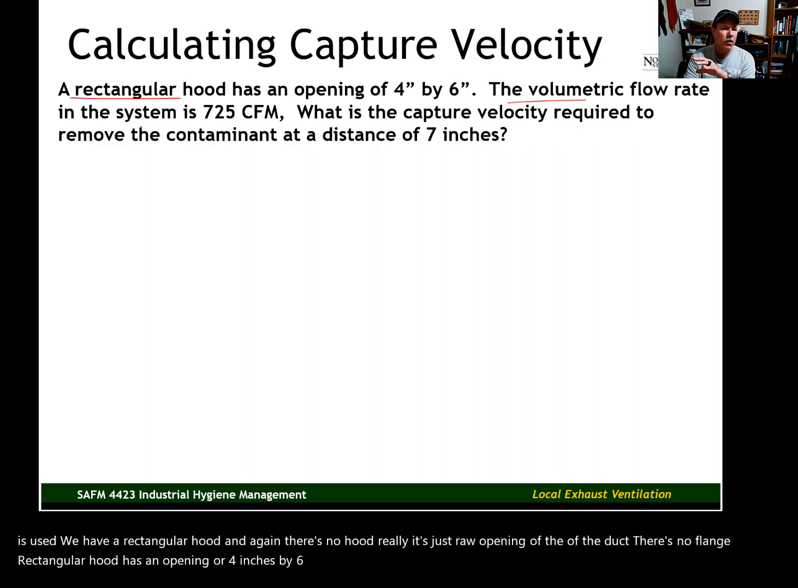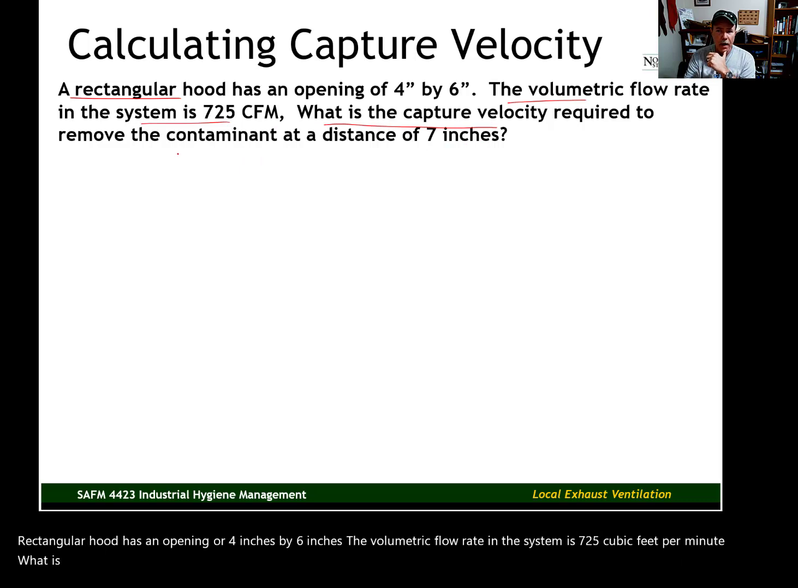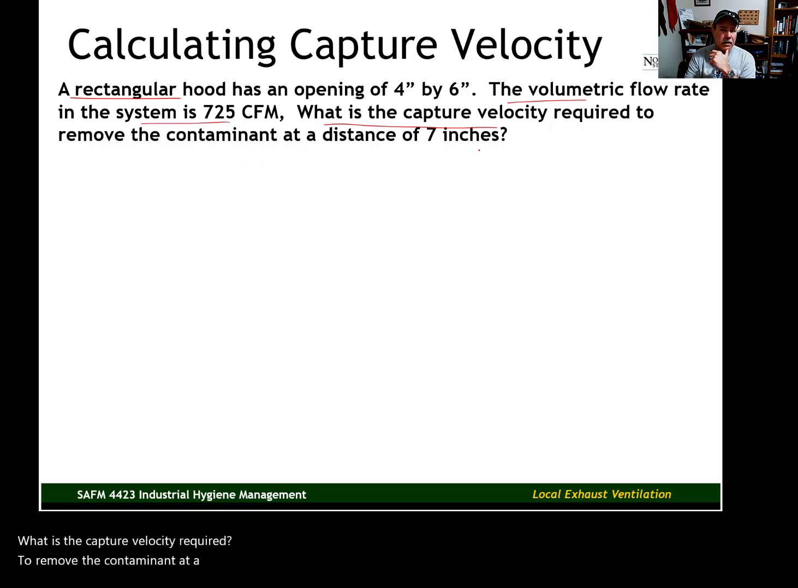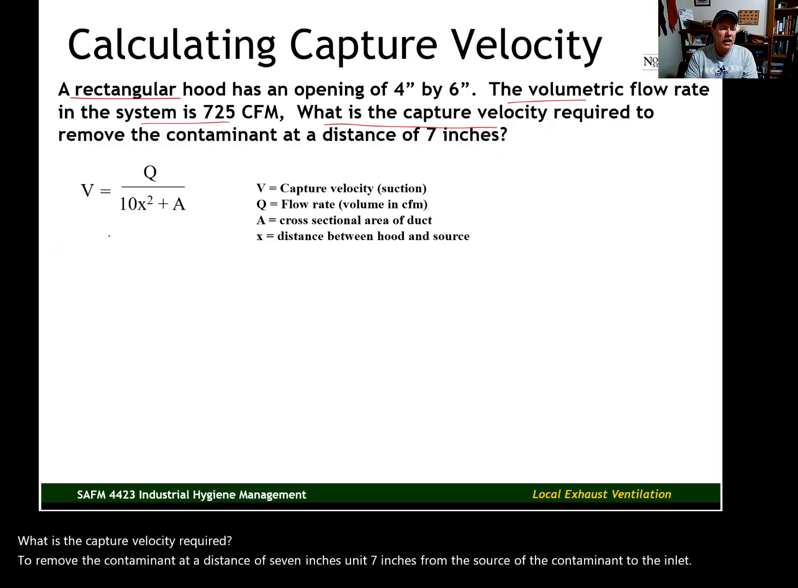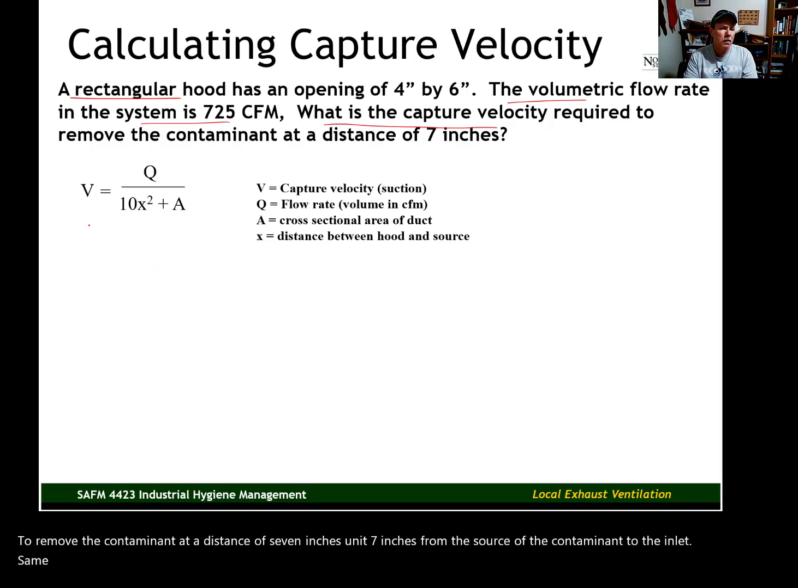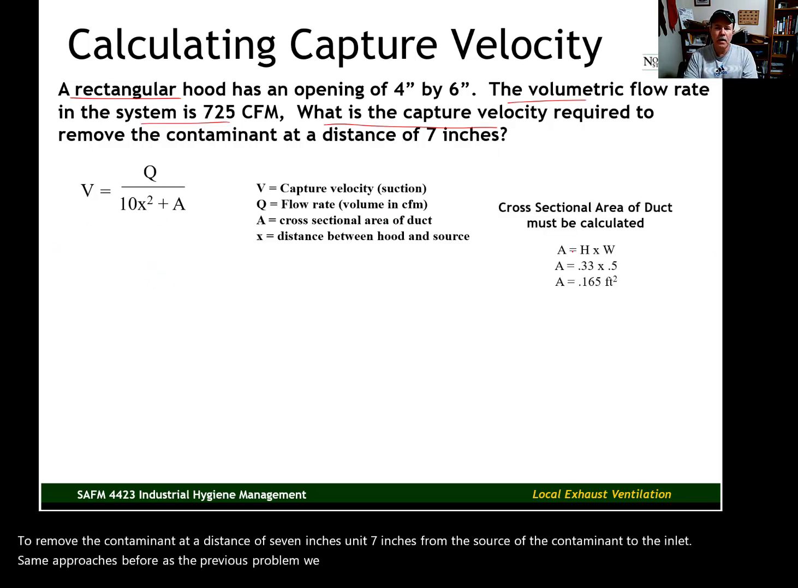The volumetric flow rate in the system is 725 cubic feet per minute. What is the capture velocity required to remove the contaminant at a distance of 7 inches? Again, it's 7 inches from the source of the contaminant to the inlet. Same approach as the previous problem. We start with our formula. Our cross-sectional area calculation is a little bit different. It's a little more straightforward.